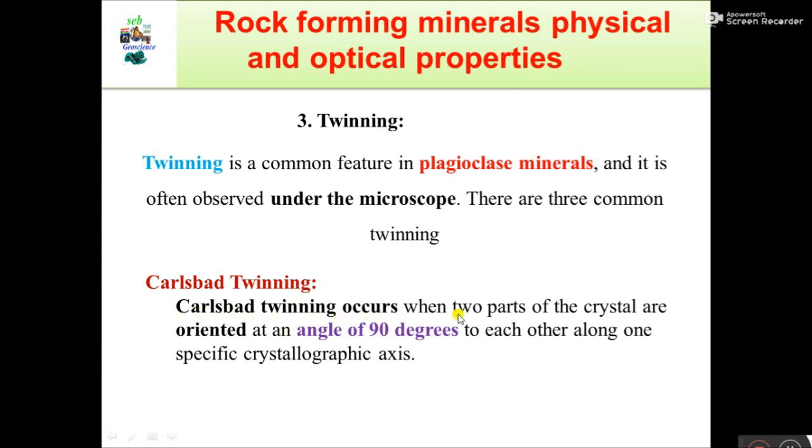Carlsbad twinning occurs when two parts of the crystal are oriented at an angle of 90 degrees to each other, also along one specific crystallographic axis. So Carlsbad twinning means it shows what? The twinning is in two parts at 90 degrees. Okay? Two parts of twinning.